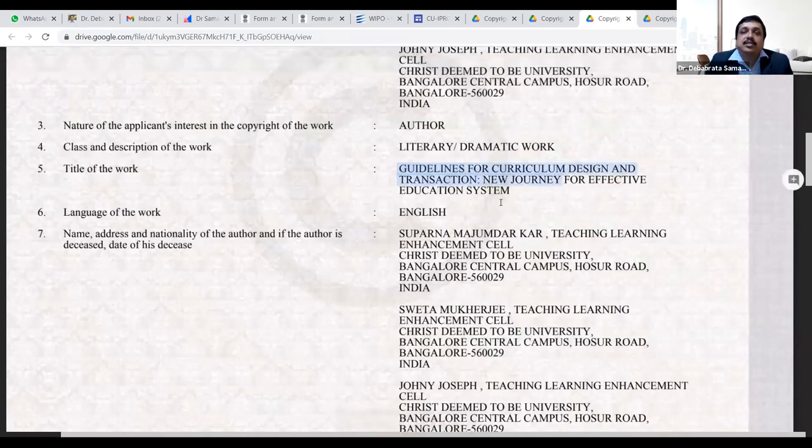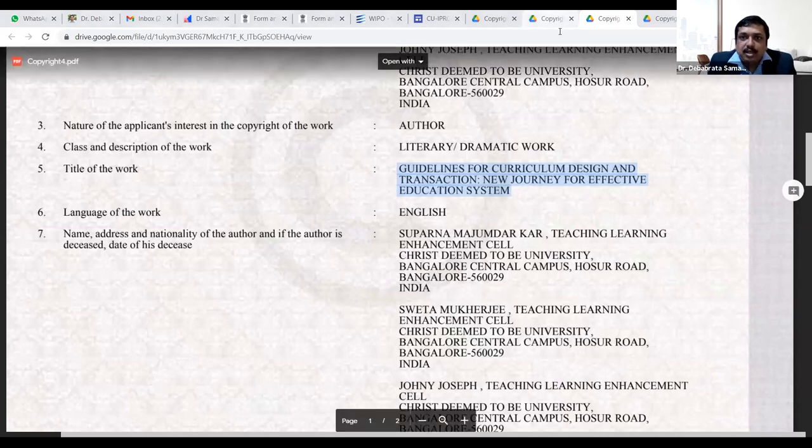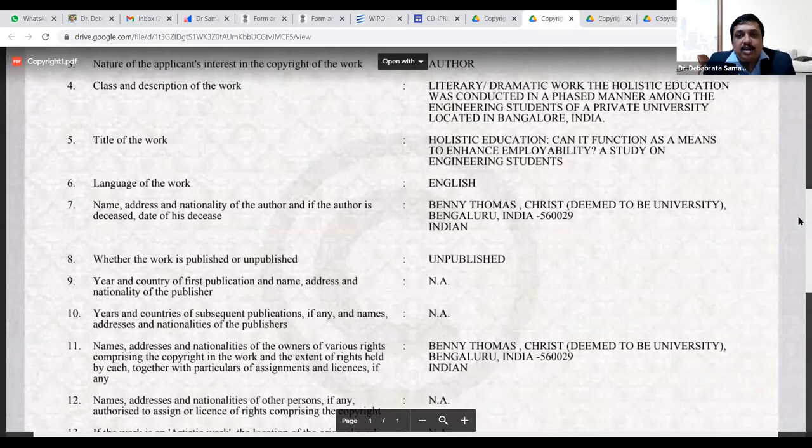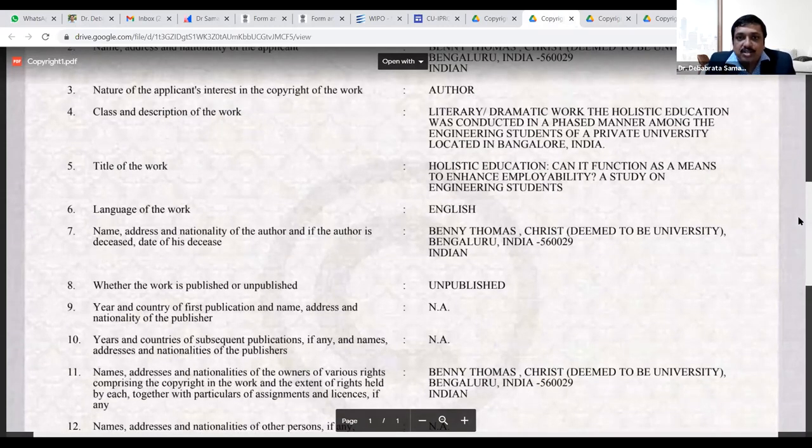A very simple thing is that you can design your curriculum activity in 100 marks: 20 marks for this assignment, next 50 marks for this online exam, another 50 marks for the offline exams. So whatever you designed for the entire administrative work of the institution, that also you can go for a copyright mode.